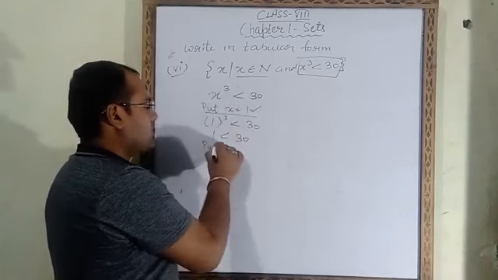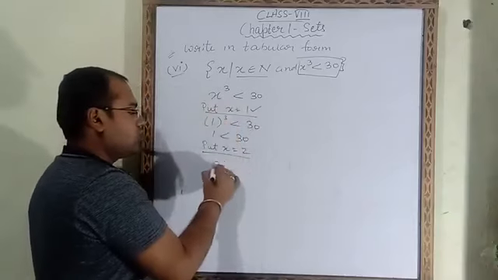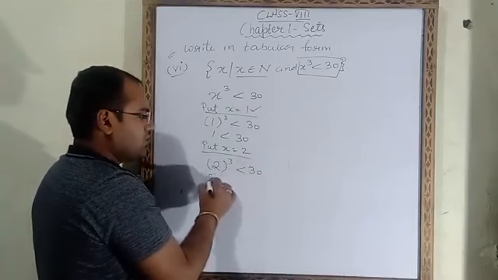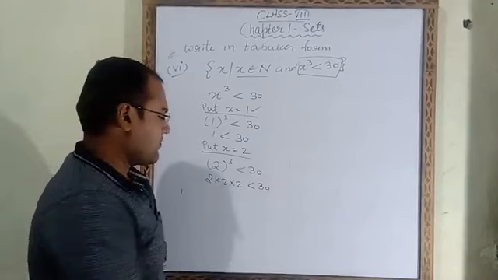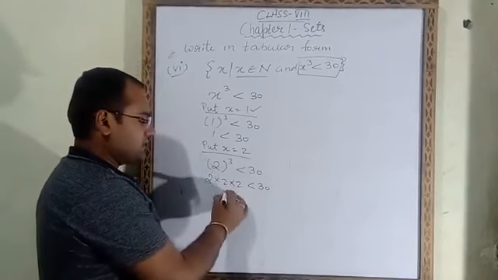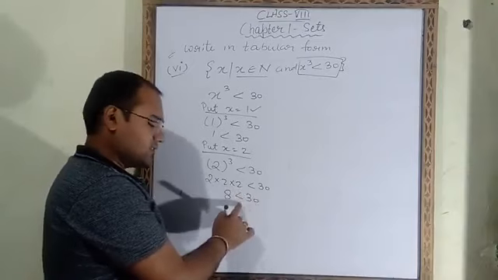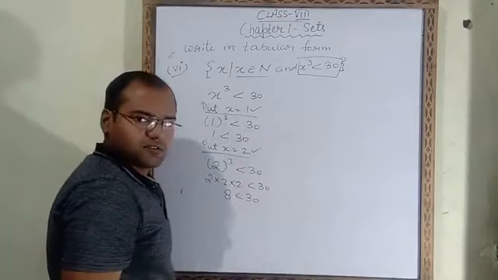Next, put x is equal to 2. 2 cube is less than 30. 2 cube means 2 multiplied by 2 multiplied by 2. When we multiply it, we get the answer 8, which is less than 30. Is this correct? Yes, this statement is correct. That means this x value is correct.